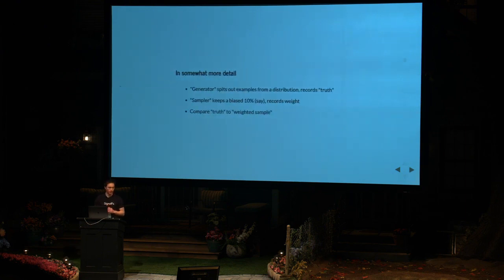Okay, so there's an experimental framework. There are basically 2 players involved. The first player spits out examples from some distribution and also records the true distribution. The second player is called the sampler. The sampler keeps a biased sample, say of 10%, and records the weight as 1 over the sampling probability. And then we see to what extent they disagree. Okay, does this make sense?